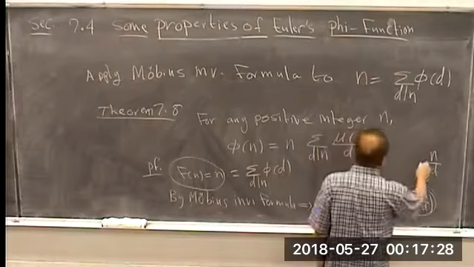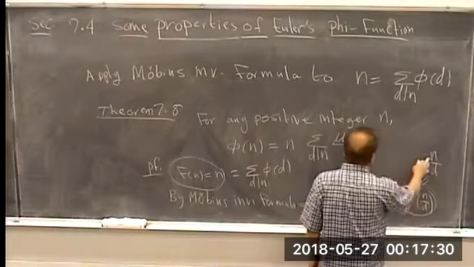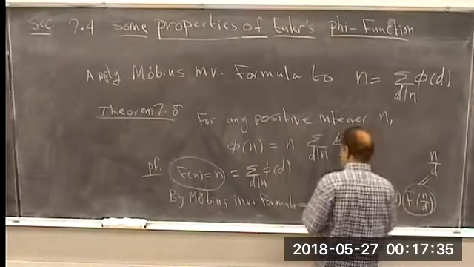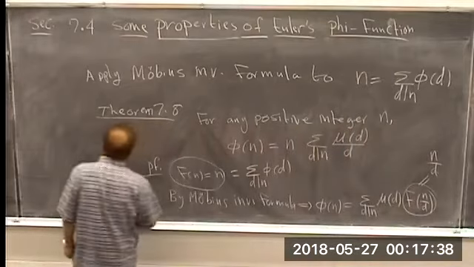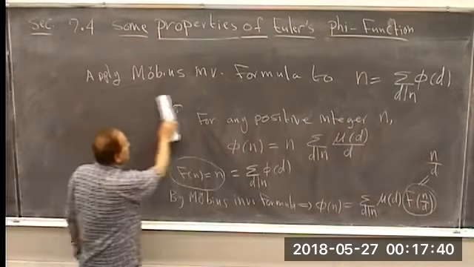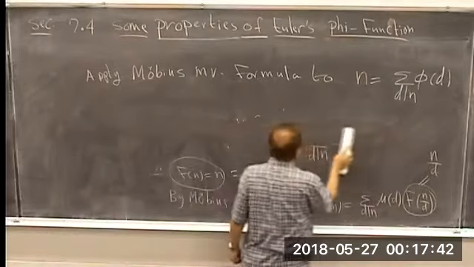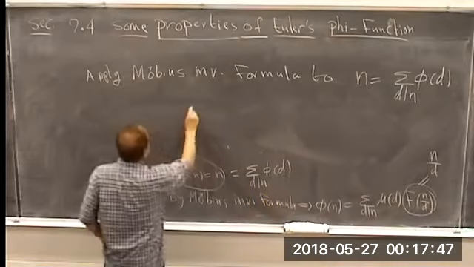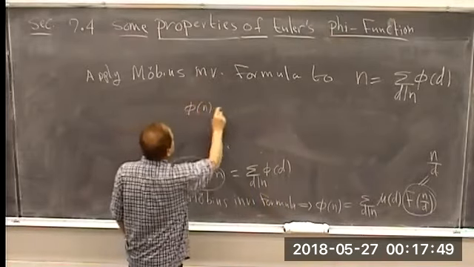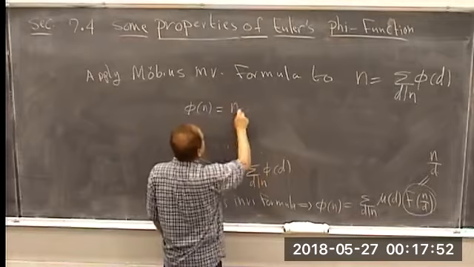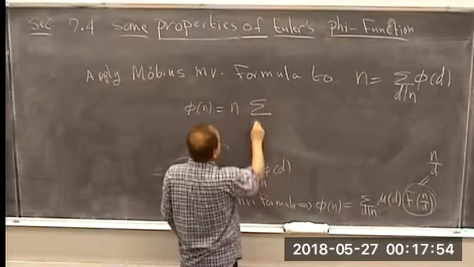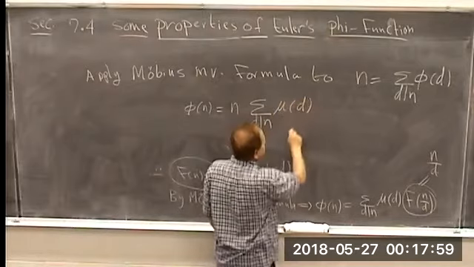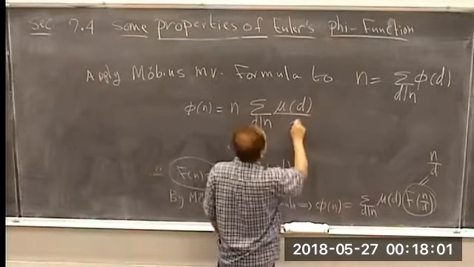And now since n is independent of d, in other words, independent of the index of the summation, because the summation is over d dividing n, then we can take that one out and we get exactly what we're looking for. So phi of n is equal to n times the sum of mu of d over d, which is what the theorem states we should get.